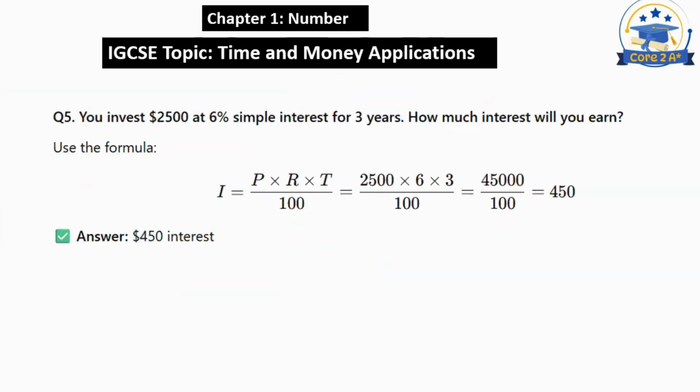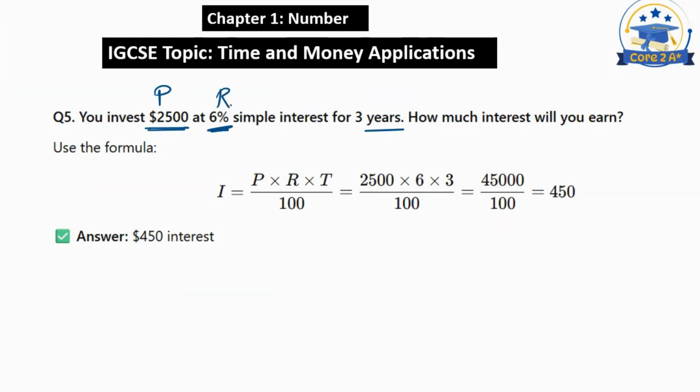Now, you invest $2,500 at 6% simple interest for 3 years. How much interest will you earn? Okay. So this is what? Dollars. This is your amount, right? This is your money, and money means your principal amount. It would be P. 6%, this is your rate.